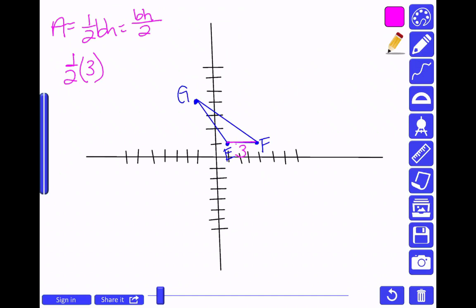The height of this triangle is actually out here, because that is the perpendicular line from the base. If I were to extend this base out, that is perpendicular from the base to the opposite vertex. And that is 1, 2, 3. So my area is 1/2 of 9, which is 4.5, or 9 over 2.